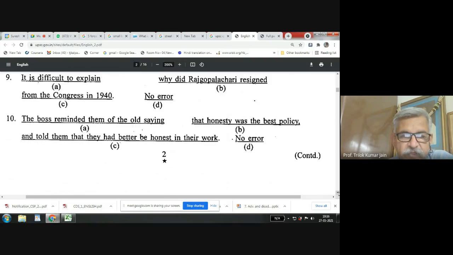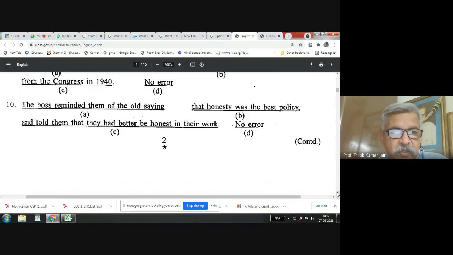It is difficult to explain why did Rajgopalachari resigned from Congress in 1940. It is difficult to explain, no error. Why did? If you use did, you cannot use second form again. Did itself is second form. So the correct sentence is resign. Answer is B. It is difficult to explain why did Rajgopalachari resign from the Congress in 1940.